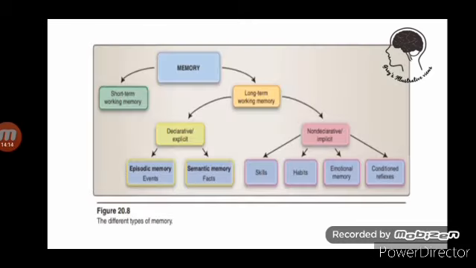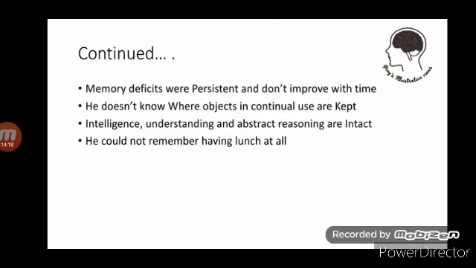This was the general discussion about the HM case, Henry Gustav Molaison case, which actually established the link between temporal lobe function and memory.